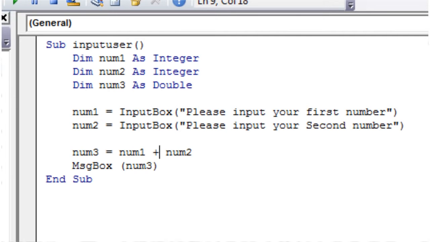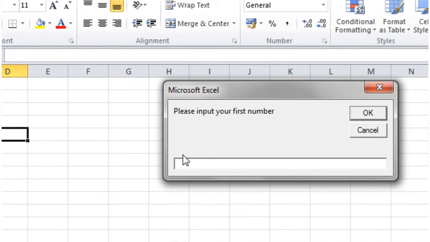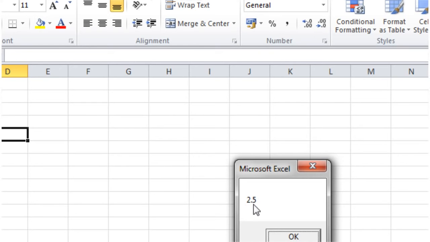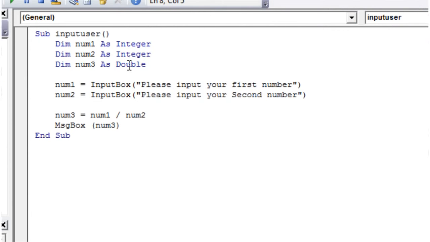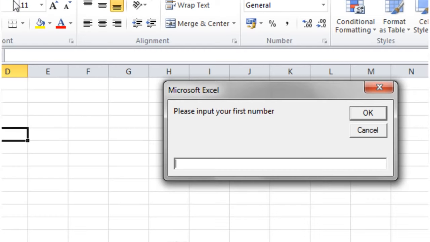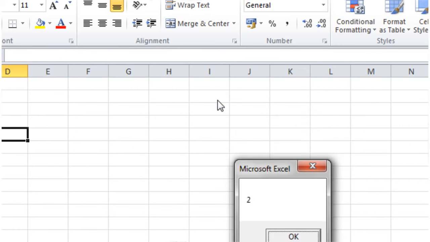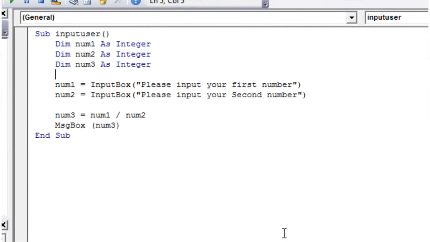So we're going to take advantage of this now. What we're going to do is, instead of having num1 plus num2, num1 divided by num2, and then press play. I'm going to show you what happens. So let's put in 5 as our first number, 2 as our second number, and then notice now we've got it coming out as 2.5. If we had this as an integer as we had it before and we tried doing this, press play, 5, 2, then it's only going to come out with 2. It's going to floor it off, and it's not going to give us the number that we want. So that's why we put this as a double.